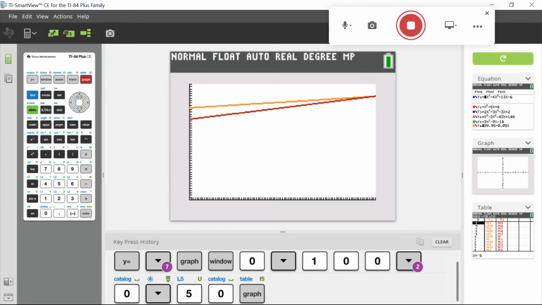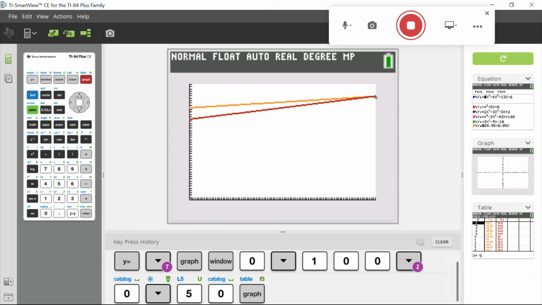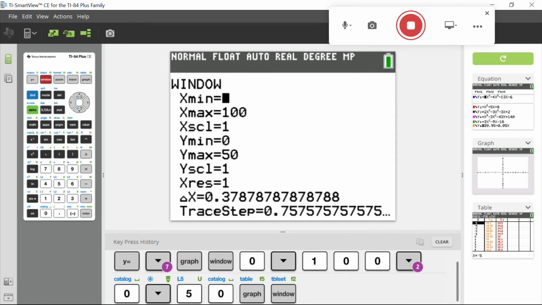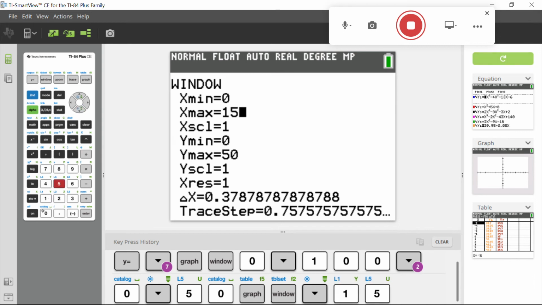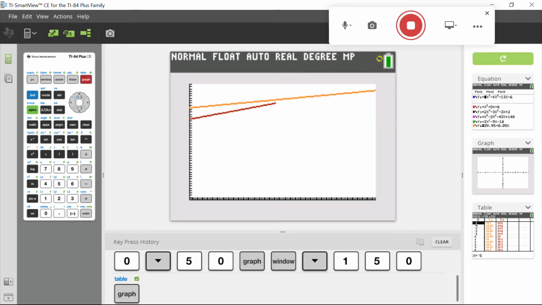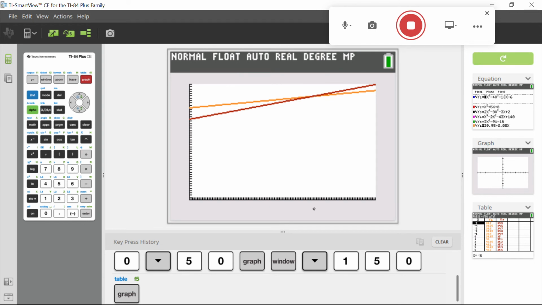Now let's go to the graph. So I can see that these two lines intersect somewhere over here, close to where it's 100. However, I'm not really totally sure, so I might want to change my window again just so that I can go a little more to the right. Instead of having an x max of 100, maybe I will choose 150. Now it's much clearer. I can see better where these two lines are intersecting.